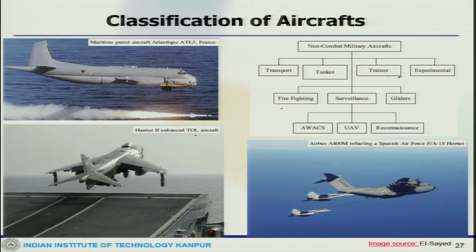Then there could be surveillance aircraft, which could be in terms of UAV, unmanned air vehicle, or Airborne Warning and Control System, AWACS. And then there could be airborne reconnaissance, which goes back to the early era of ballooning. So the first reconnaissance flight took place during the Balkan Wars in October 1912 by aircraft.